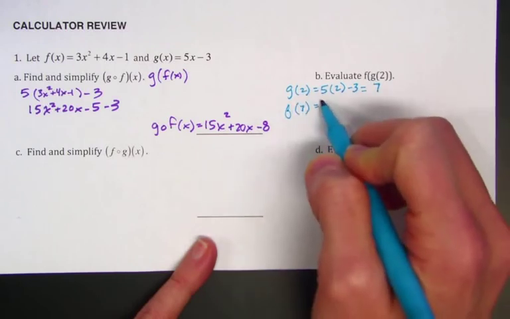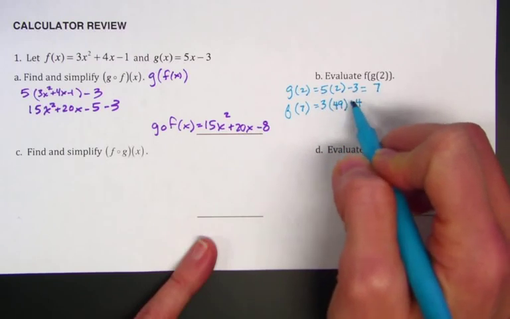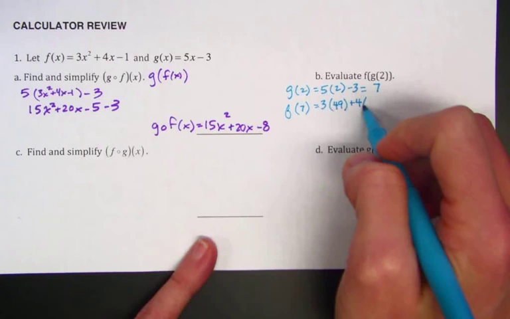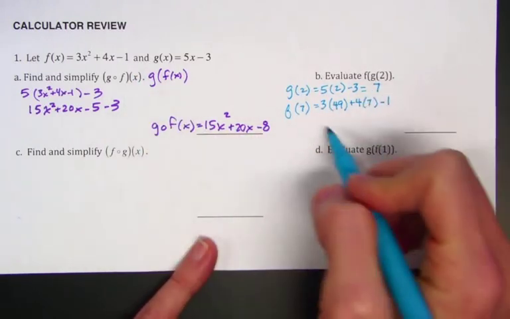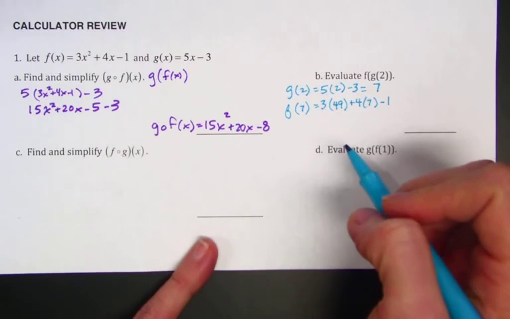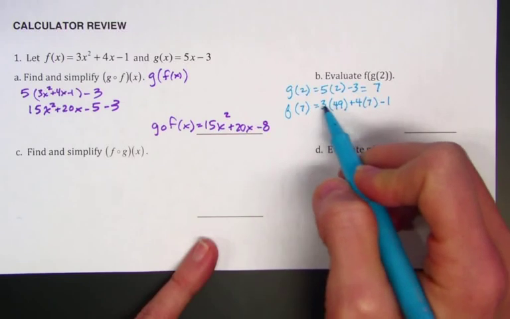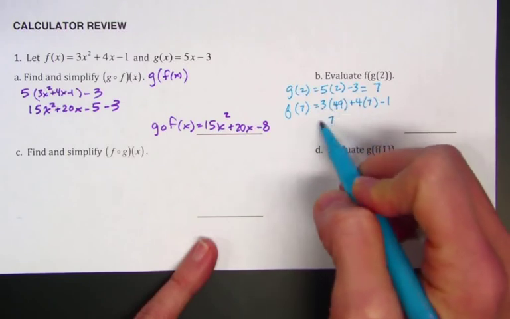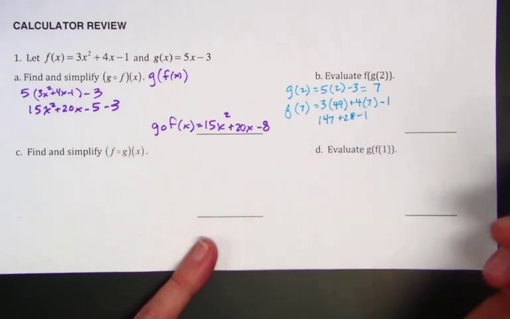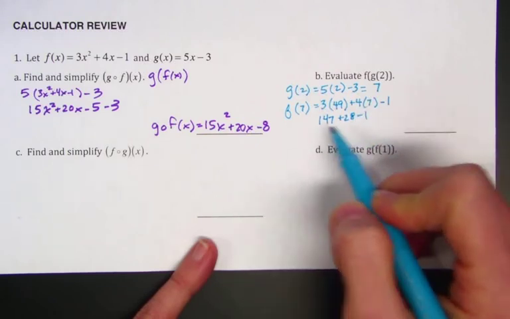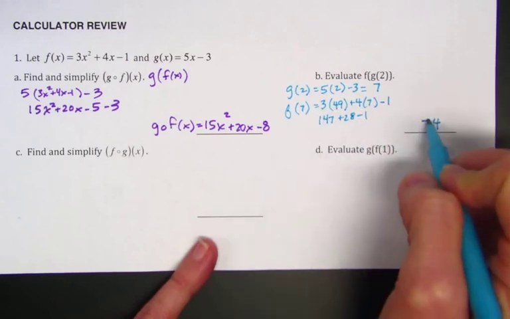So then we get 3 times 7 squared, which is 49, plus 4 times just 7, and then minus 1. So I plugged 7 into here. Now if we multiply this out, 3 times 49 is 147, plus 28 minus 1. And then that's going to be 147 plus 27, and I get 174.